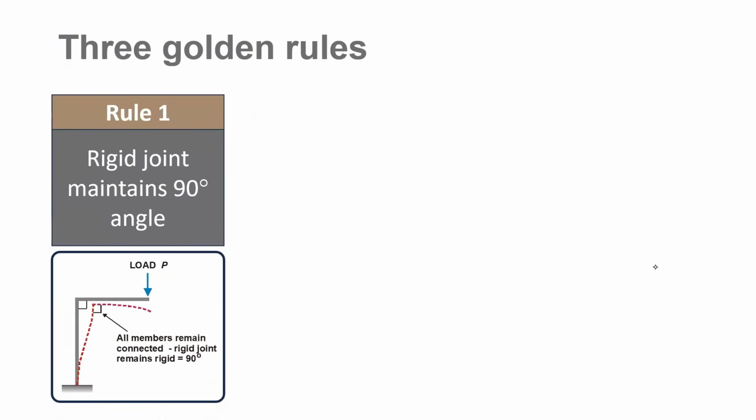For solving the question, I will be applying these three golden rules. The first rule is that rigid joints will remain at 90 degrees. For example, there is a rigid joint over here. When you are applying load at the tip, the 90 degree angle here does not change at all. It will remain 90 if the joint is rigid.